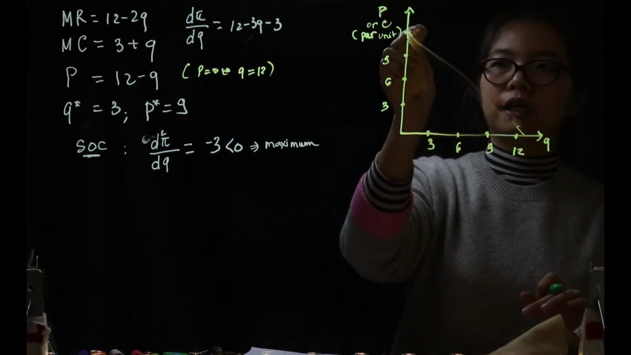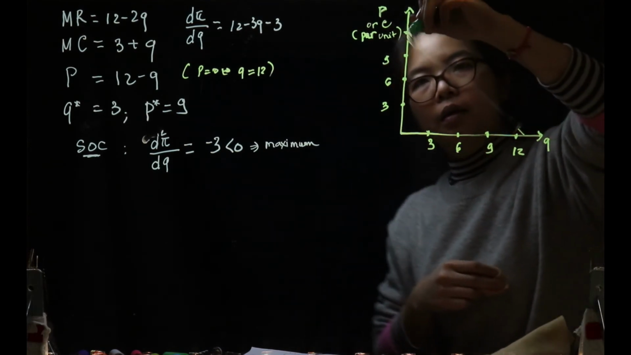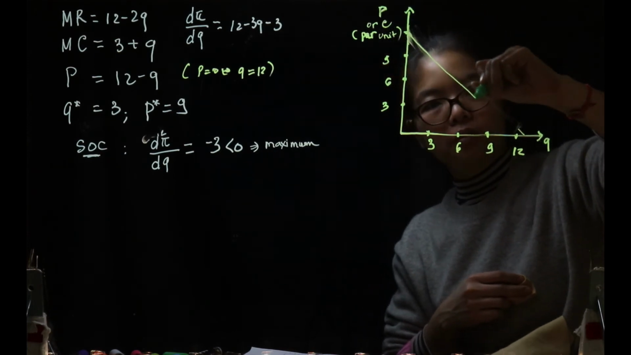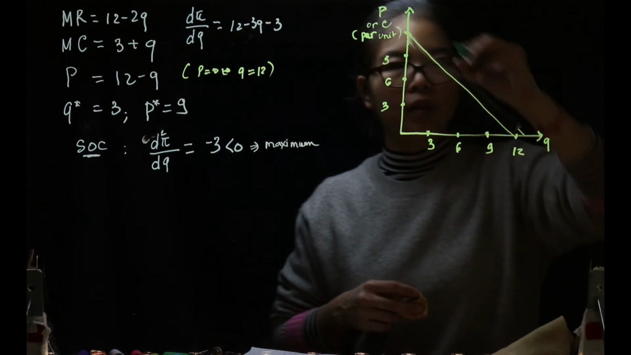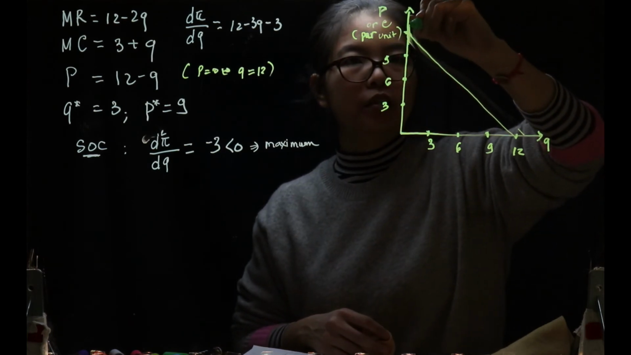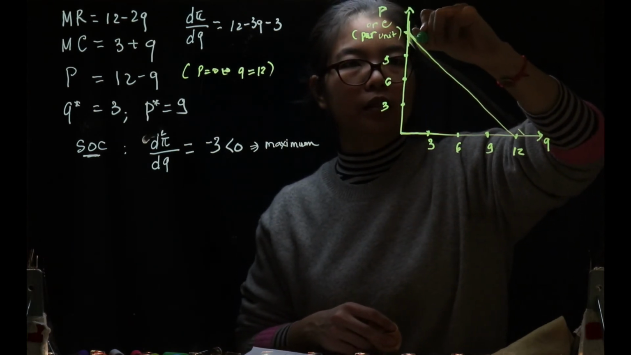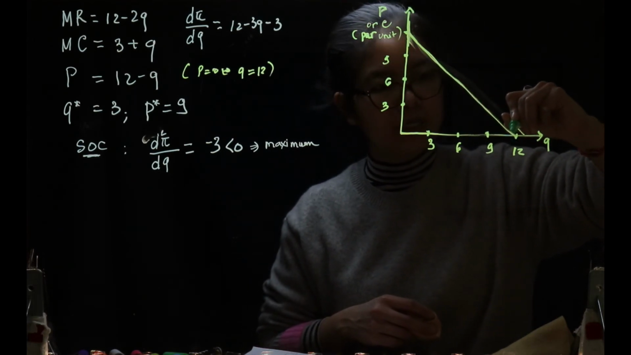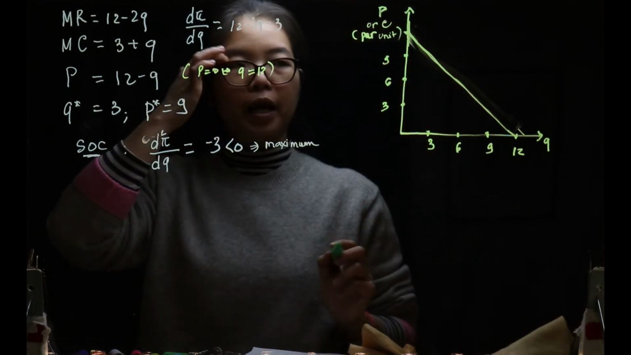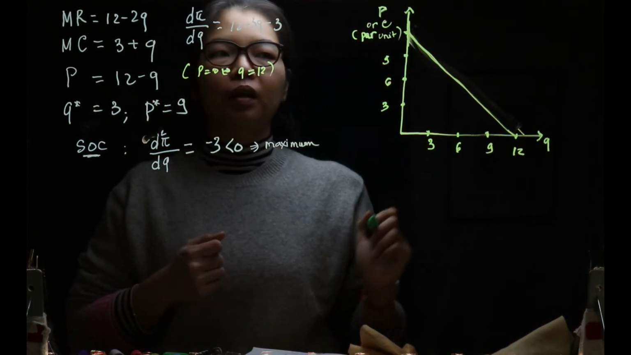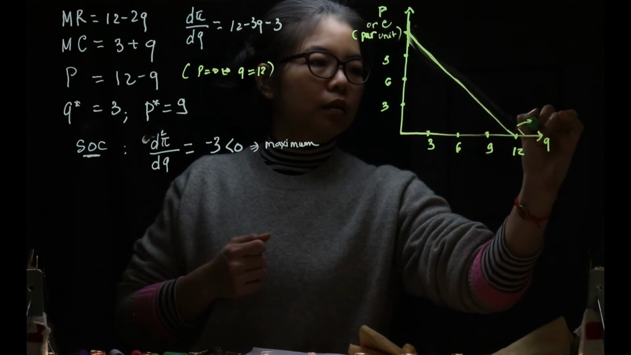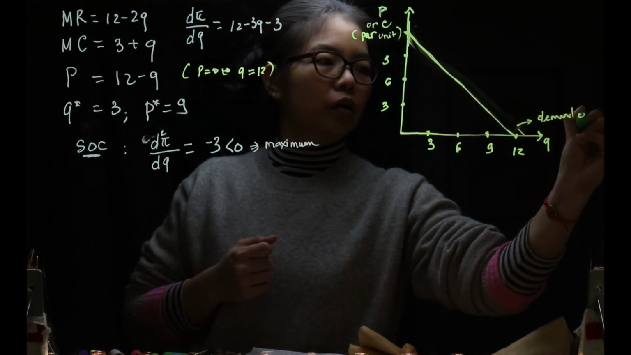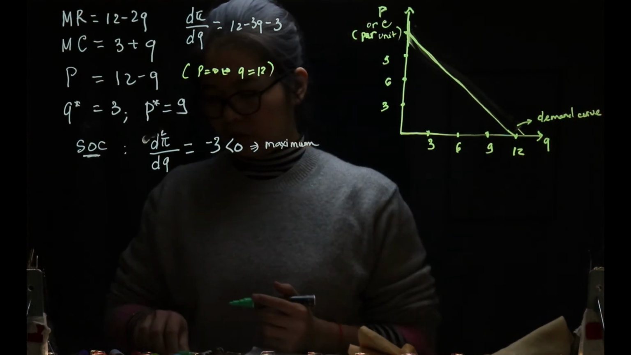I'm trying to sketch a line and it's not even straight. Yes, you have to use your imagination a little bit here and there when I sketch something on a graph, because it's not always exactly what I wanted to show. Anyhow, okay, this is the demand curve. All right.